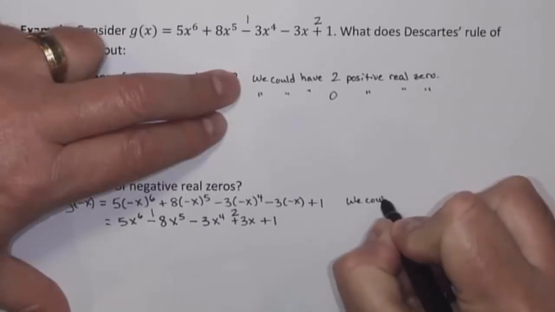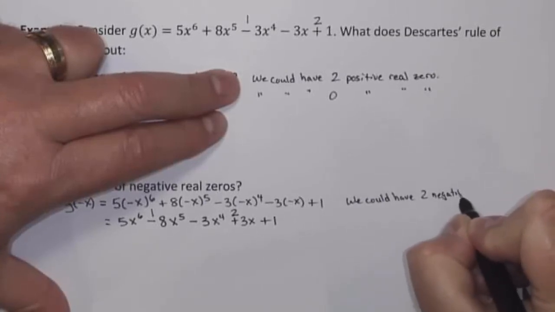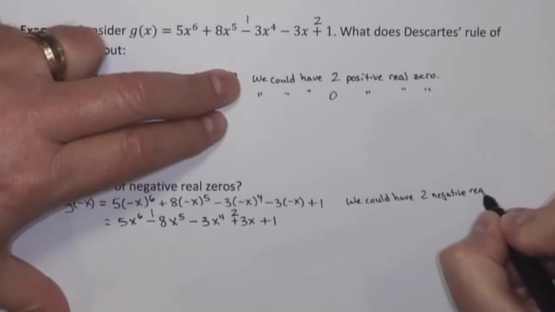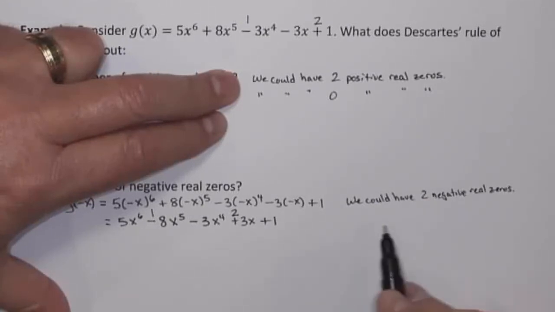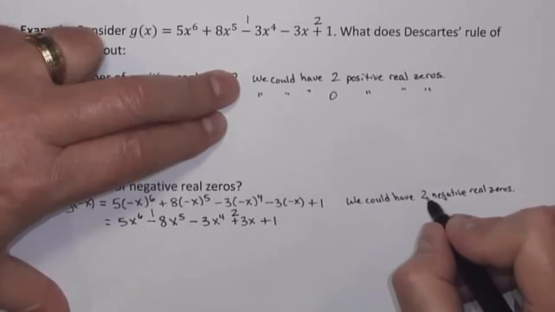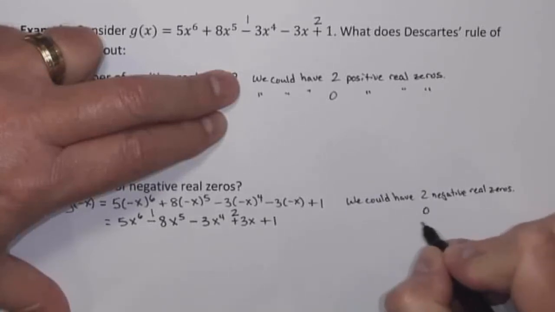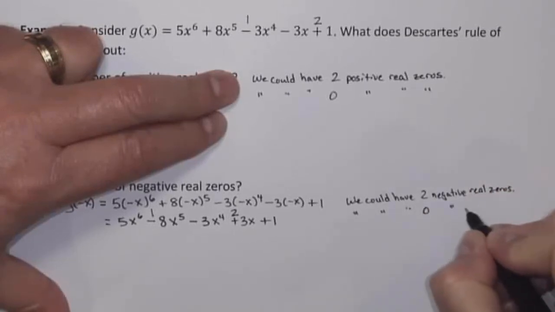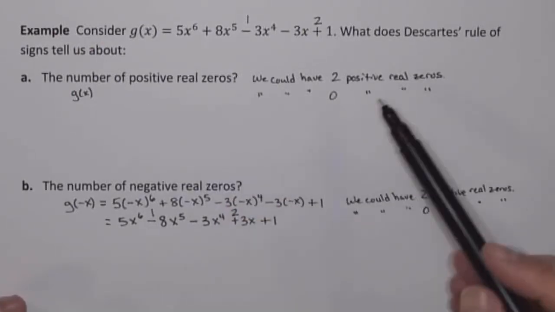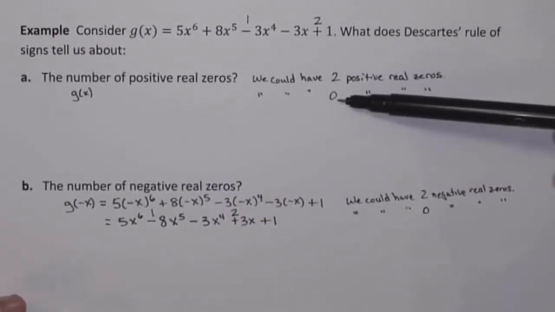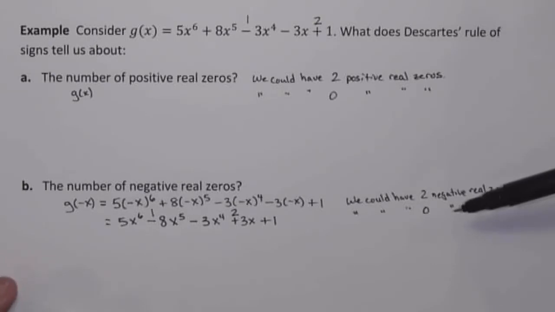So we could have two negative real zeros. Just realized I didn't have an S up there. Okay, we could have two negative real zeros, or we could have fewer than two, but it has to be fewer by an even number. So 2 minus 2 would be 0. So we could have 0 negative real zeros. So Descartes' rule of signs tells us that we could have 2 positive real zeros or 0 positive real zeros. We could have 2 negative real zeros, or we could have 0 negative real zeros.